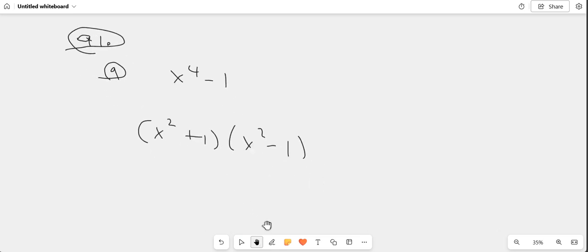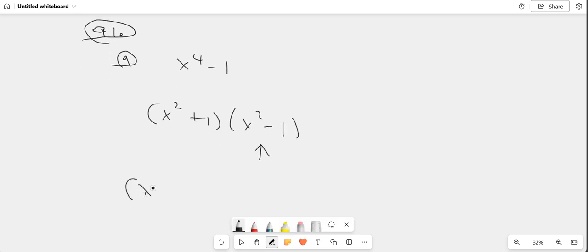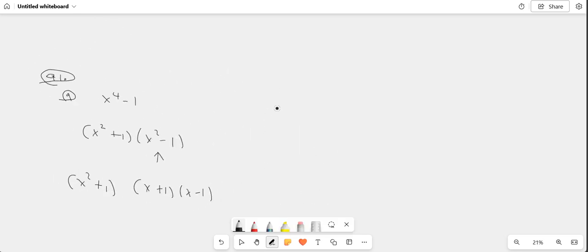Obviously, this is just another difference of two squares. So again, we've got x squared plus 1 that can't be further simplified. And then x squared minus 1: the square root of x squared is x, the square root of 1 is 1, so x plus 1, x minus 1, yeah. There you go, easy question. Part B.